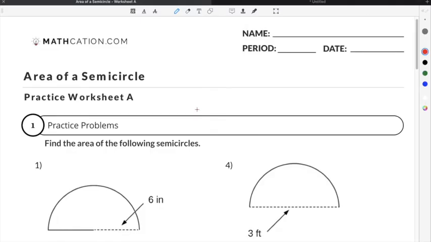This video is about how to find the area of a semicircle. You can get the worksheet used in this video for free by clicking on the link in the description below.